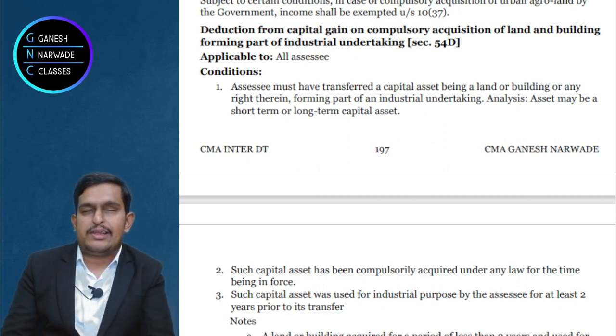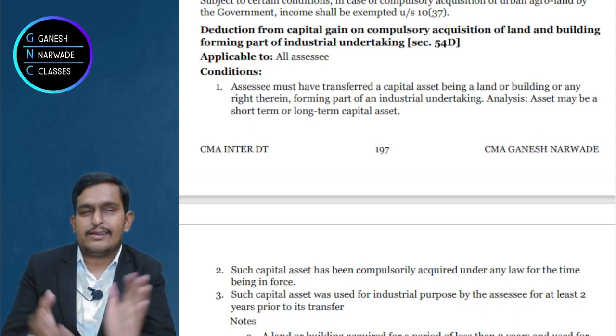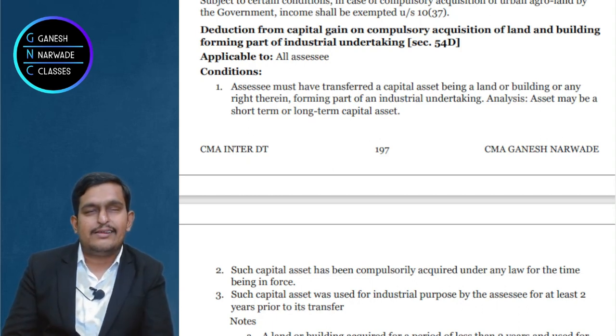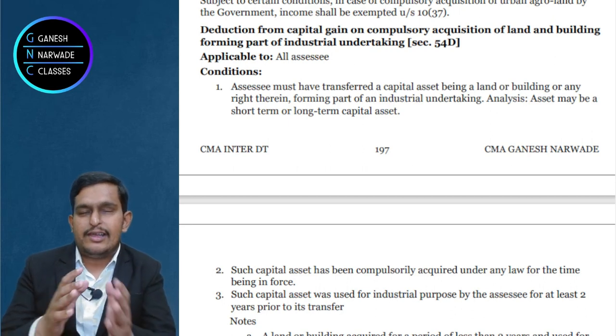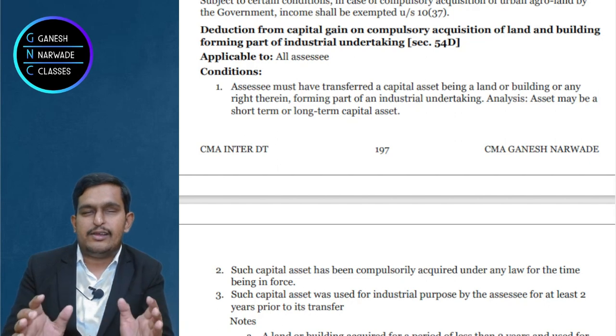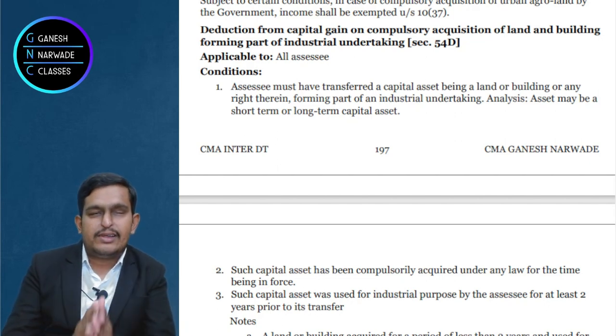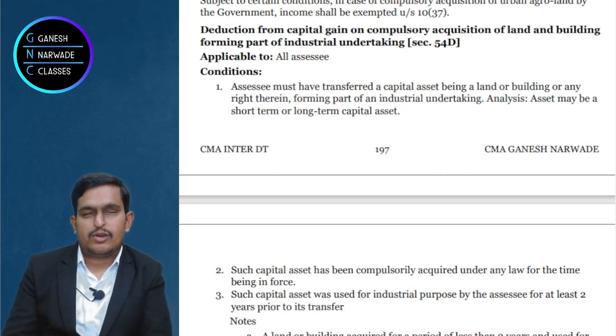To whom is this applicable? Is it applicable to individual, HUF, or to all the assessees? The answer is it is applicable to all assessees. Whether it is individual, HUF, company, partnership, LLP, local authority, any type of assessee is okay. Whoever satisfies the conditions, for them this section applies. So applicable to all assessees, this you should remember.